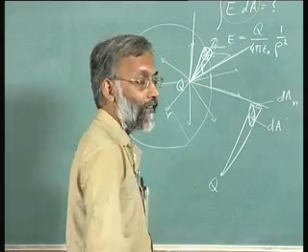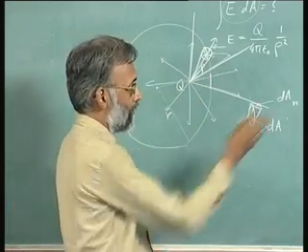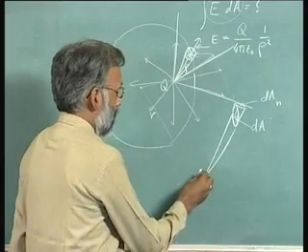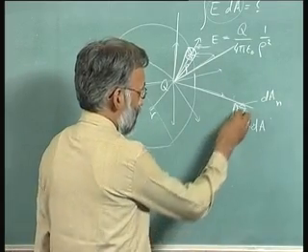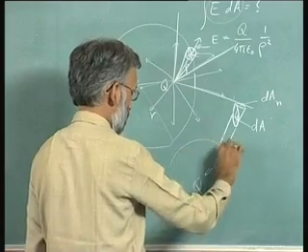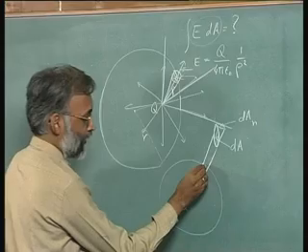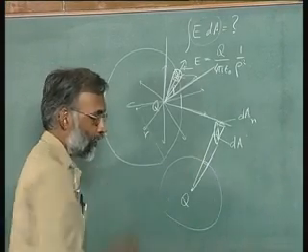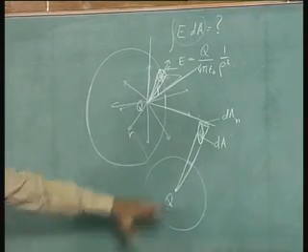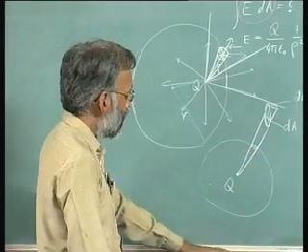Well, the answer is quite simple, because we have already done it in the previous problem. What we will do is, instead of working on dAn, I will take a unit radius sphere, and then I will ask how much area this cone cuts through this unit sphere.